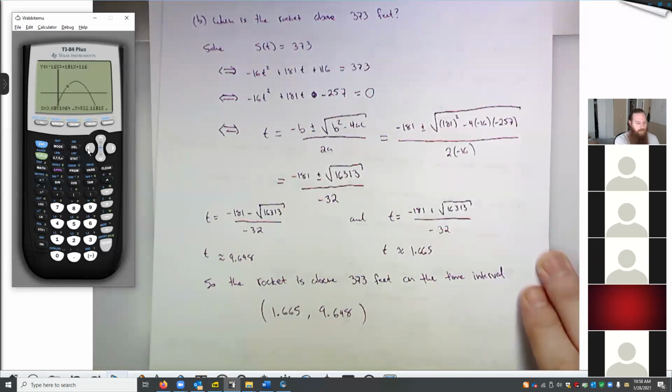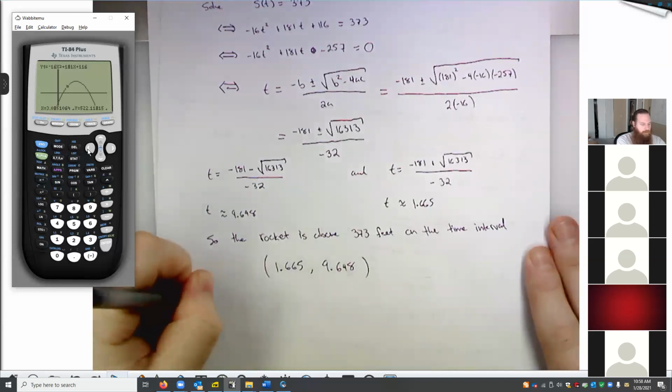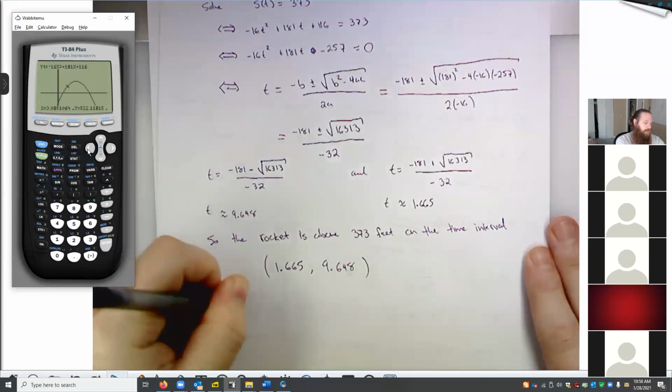It's a small fiddly thing. Okay, the last part here, part C, when does the rocket hit the ground?